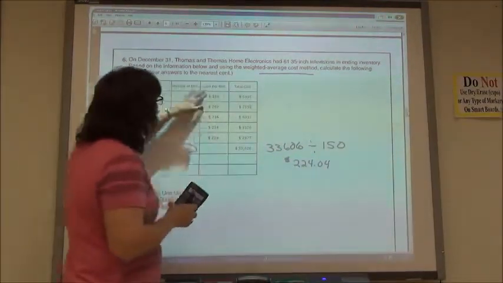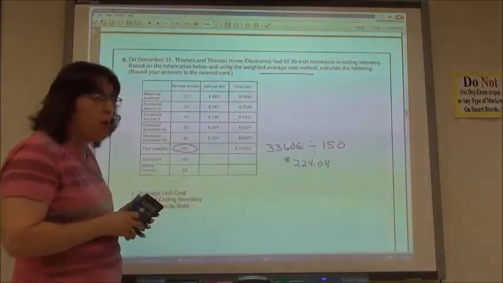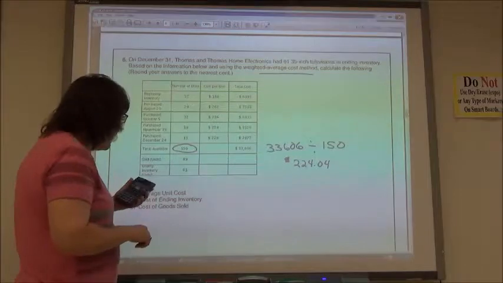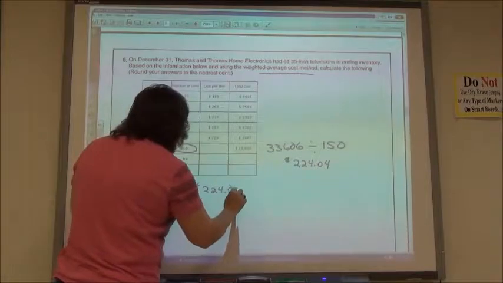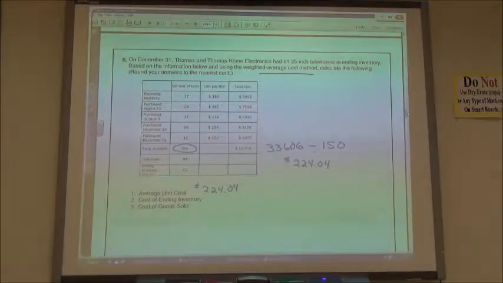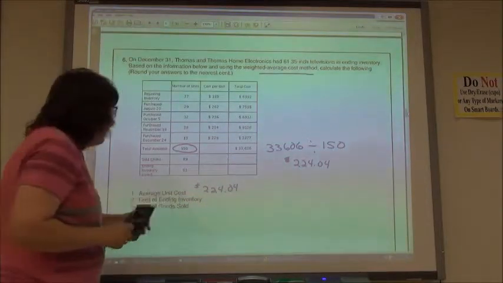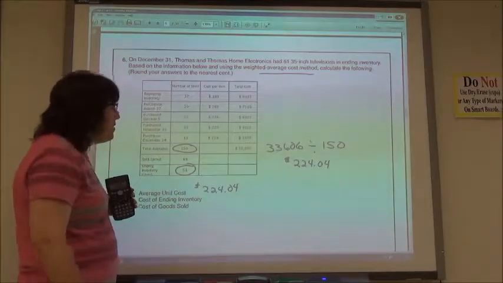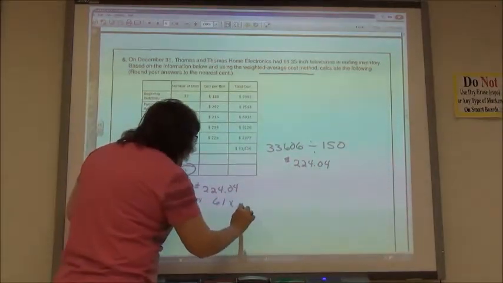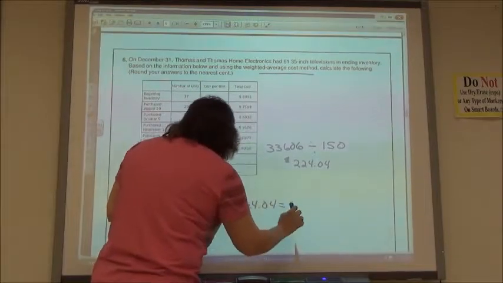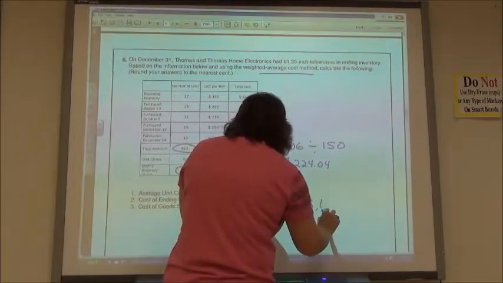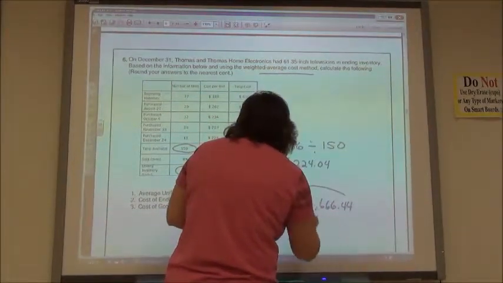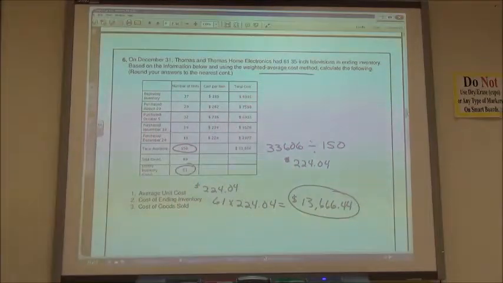So again, that should be somewhere in the middle of these numbers. Some are higher, some are lower. If you get a really weird number like I did the first time, I knew $90 couldn't be right. I punched something in wrong. $224.04 is the average cost per TV that I bought. What is the cost of my ending inventory? In ending inventory, I had 61 units left, so 61 times my $224.04 means that the value of my inventory, $13,666.44. That's how much I have left in inventory.